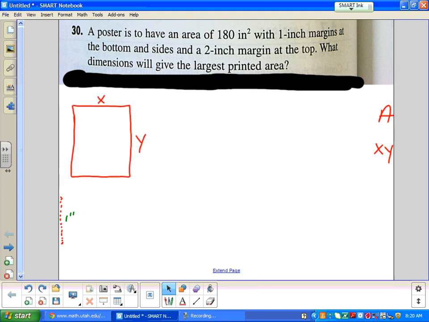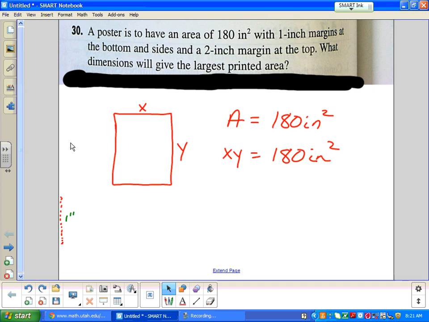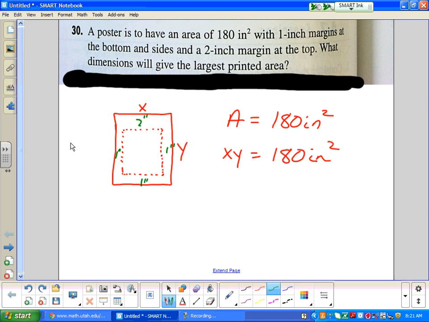All right. Does everybody agree you have a piece of paper that's X by Y? And the area of that piece of paper is 180 inches squared, which is X times Y. Does that make sense to everybody? And then it has all this real world stuff about margins. So you put margins in 1 inch, 1 inch, 1 inch, and 2 inch. Everybody, the print area is right here. Do you guys agree? That is the print area.